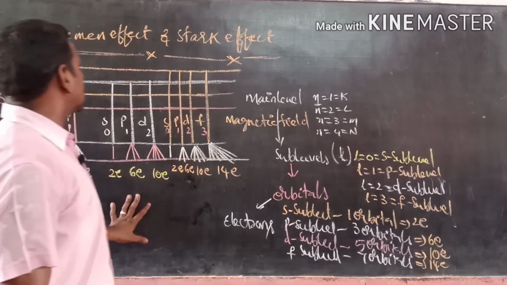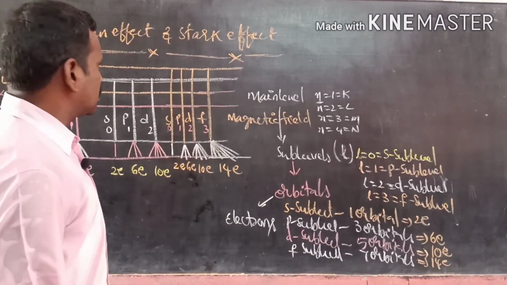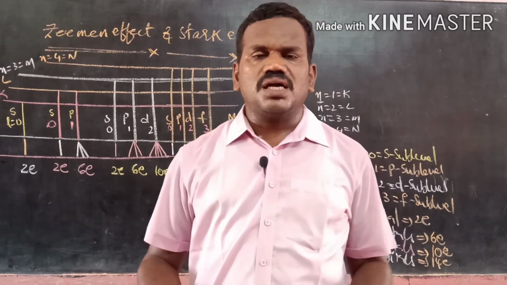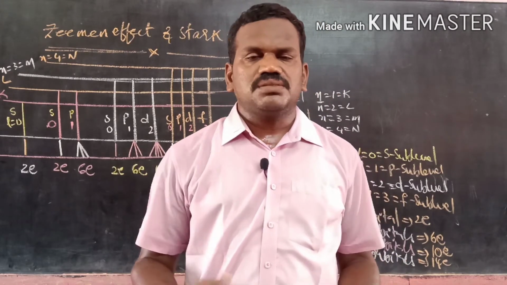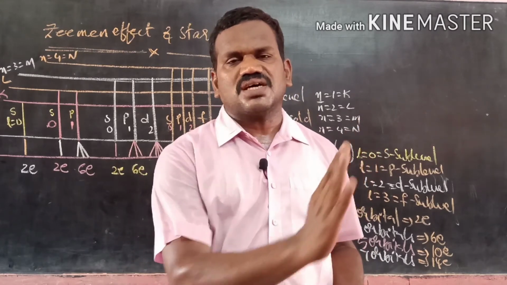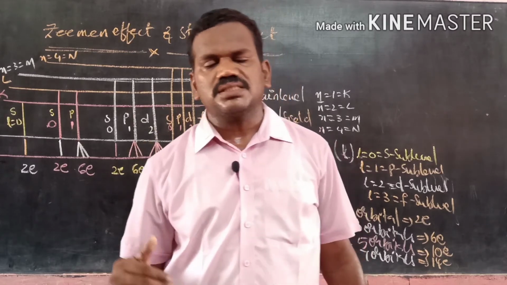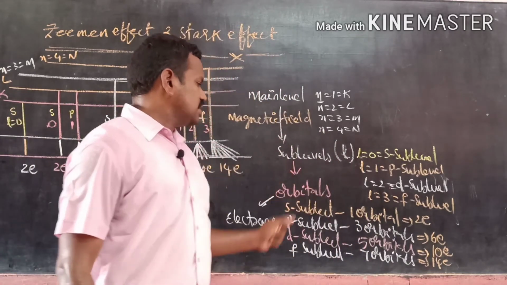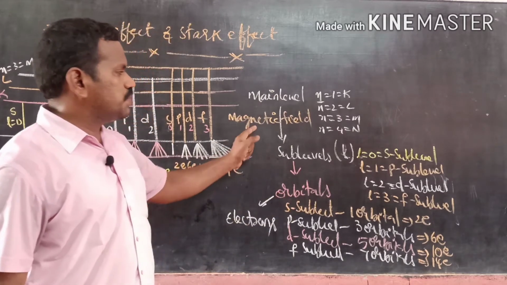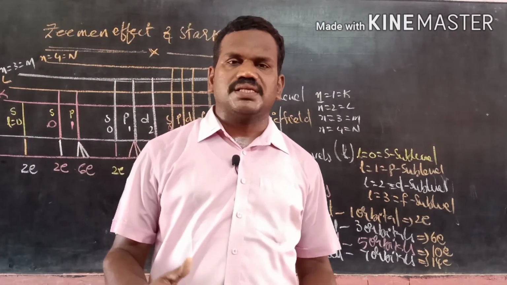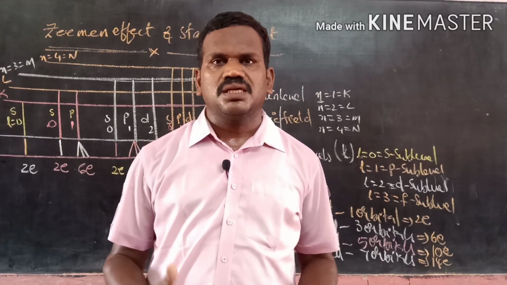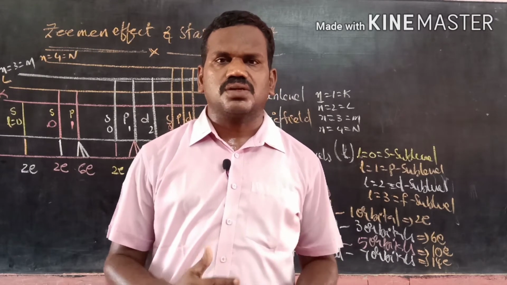This is the basic structure of the Zeeman effect as well as the Stark effect, which is also called the modern quantum theory or quantum mechanical model of the atom, mainly introduced through the Zeeman and Stark effects to rectify the defects of Bohr's atomic model. In this case, main levels are divided into sublevels, sublevels are divided into orbitals, and orbitals can accommodate electrons. Splitting of spectral lines in the presence of a magnetic field is called the Zeeman effect. Splitting of spectral lines in the presence of an electric field is called the Stark effect.